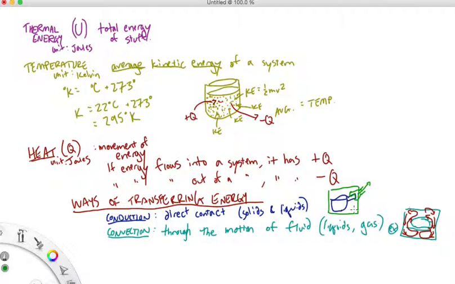Actually, your brain doesn't even get involved with it. It's just your spinal cord. But you'll be taking back your hand without even knowing it because it's so hot. So that's conduction. This is convection. And the last one is radiation. I'll do that one really quick.